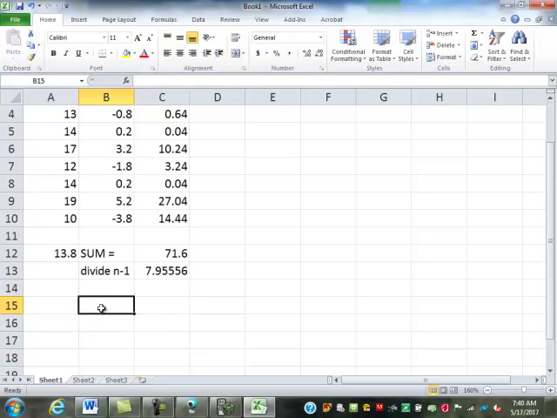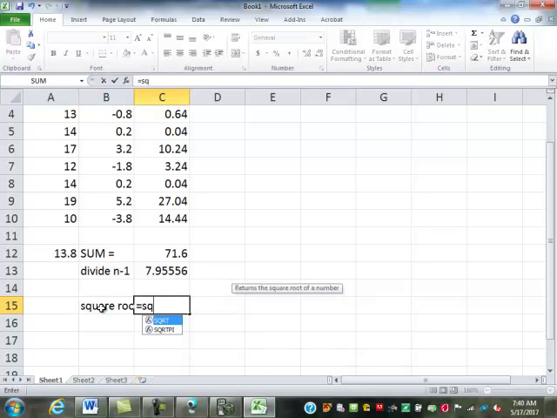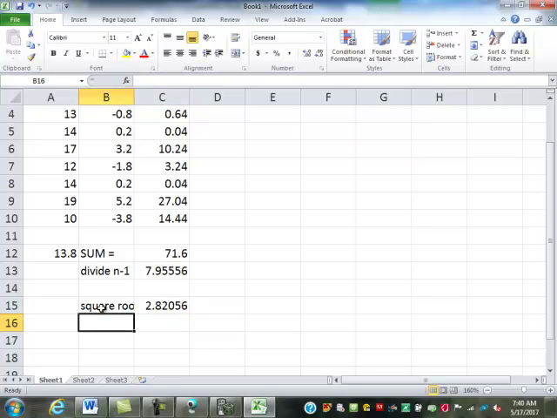And then finally, square root of that number. 2.82 is our standard deviation. So that's the variance. That's the standard deviation. Any questions?